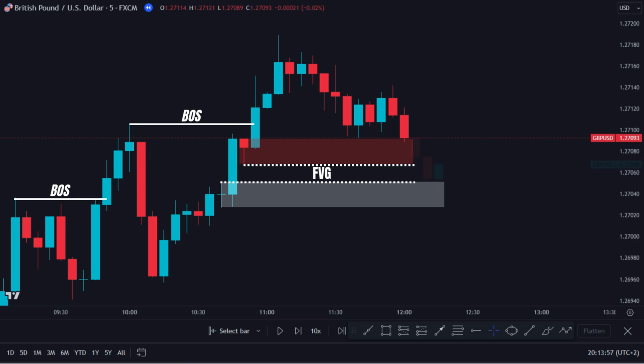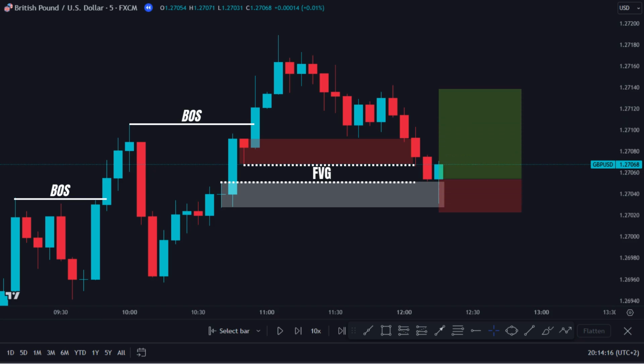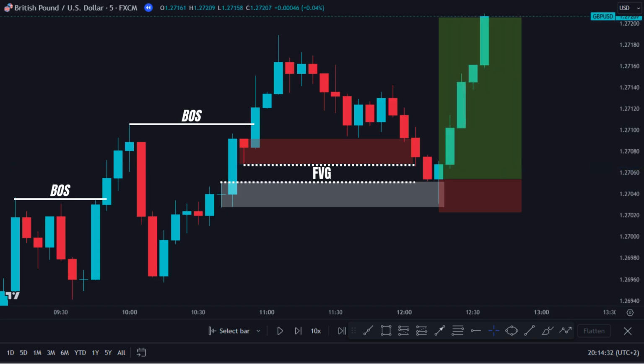Instead, wait for the market to drop, fill the gap, and clear all the stop losses resting in this zone. Once the price retests your extreme demand zone, execute your buy orders with a stop loss below and a take profit above the major swing high. The price will most likely push up and hit your target.